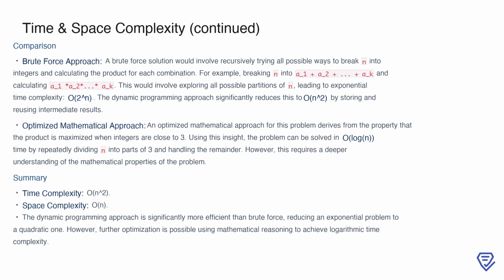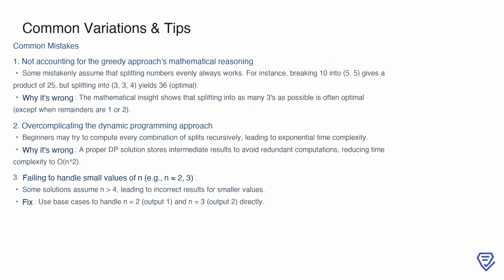Using this property, the problem can be solved in log n time by repeatedly dividing n into parts of 3 and managing the remainder. To summarize, the dynamic programming solution offers a significant improvement over brute force, reducing an exponential problem to quadratic time. Further optimization with mathematical reasoning can bring the time complexity down to logarithmic levels, with space complexity remaining n. When solving the integer break problem, there are a few common mistakes to watch out for.